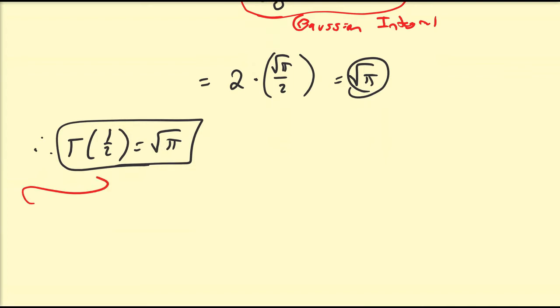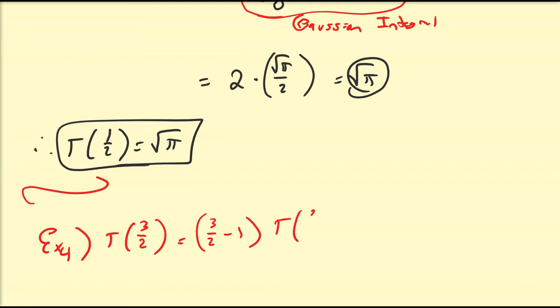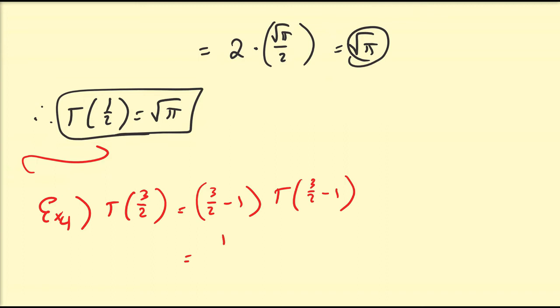So from this, we can get several other identities. For example, suppose I want gamma of 3/2. Using our recursive relationship, gamma of 3/2 is going to be equal to 3/2 minus 1 times gamma of 3/2 minus 1, which is going to be the same as 1/2 times gamma 1/2. But gamma 1/2 we already found to be square root of pi, so this is just going to be the square root of pi over 2.